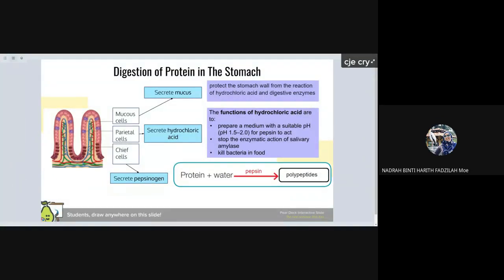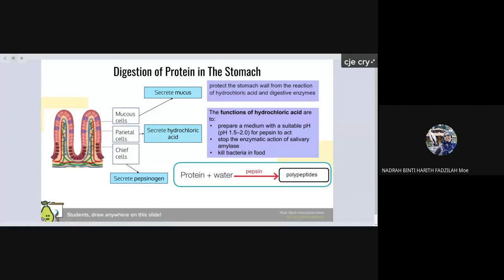And then the process that happens there is hydrolysis. We have learned hydrolysis before in chapter 4. So the process is hydrolysis facilitated by the enzyme pepsin. Alright. Mari kita tengok the next part. Let's take a look at the next part.